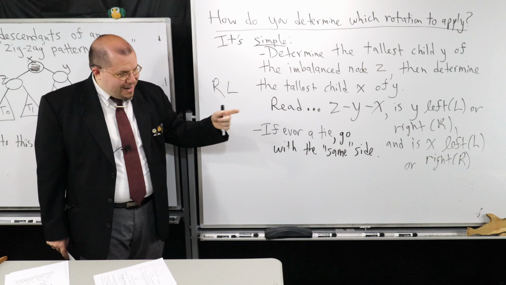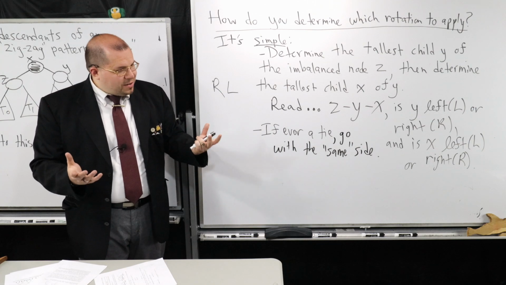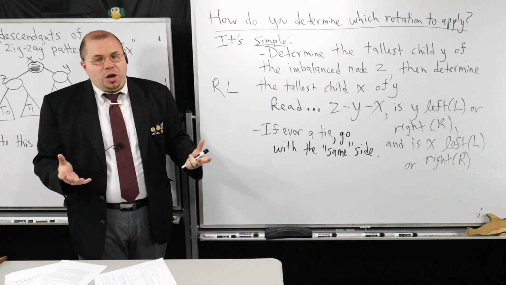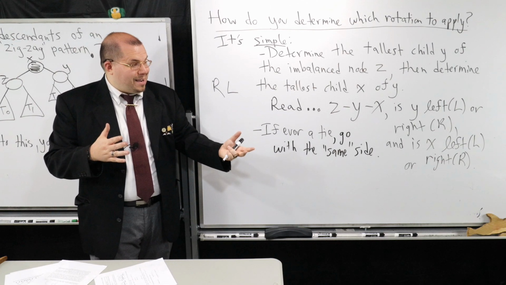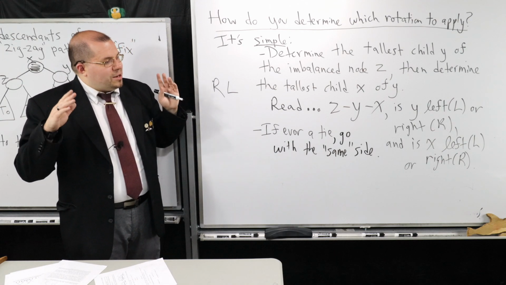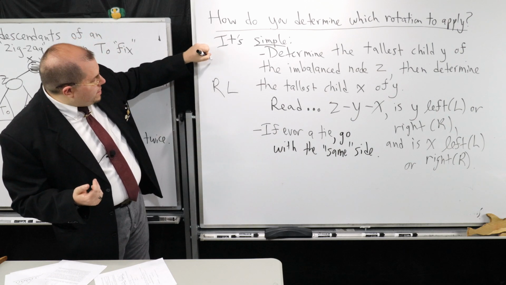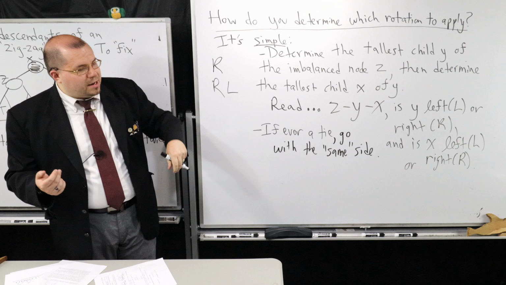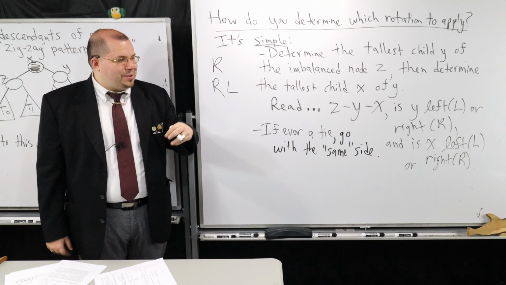So when I determine X, if ever I could pick one of two nodes to be X and there's a tie, it's usually recommended in practice that you always go with the one on the same side as whatever Y is. So you might ask, why would that be the case? If there's a tie, and say I determine that Y is on the right of Z, and there's a tie for X, it can be either the left one or the right one.